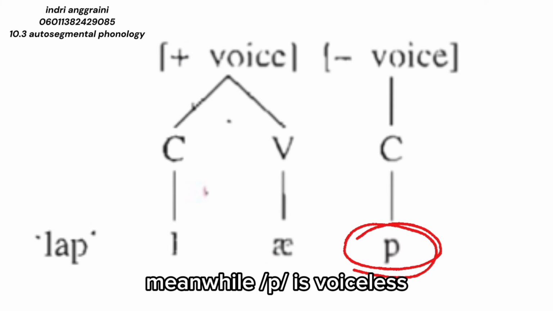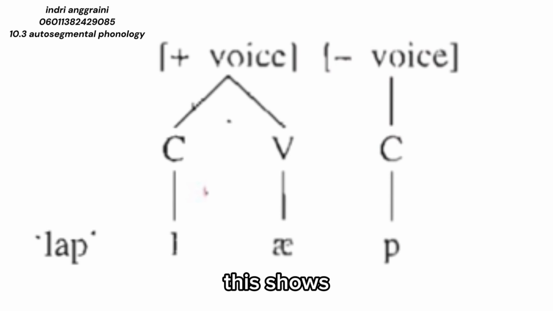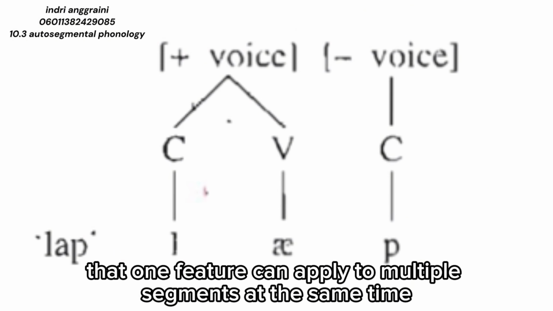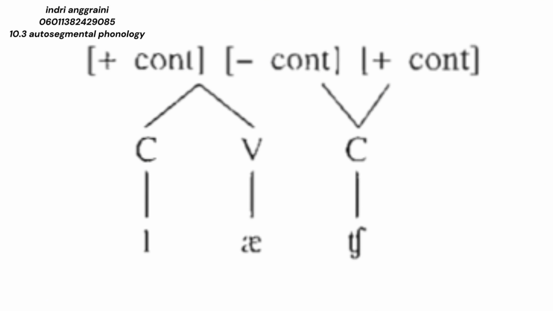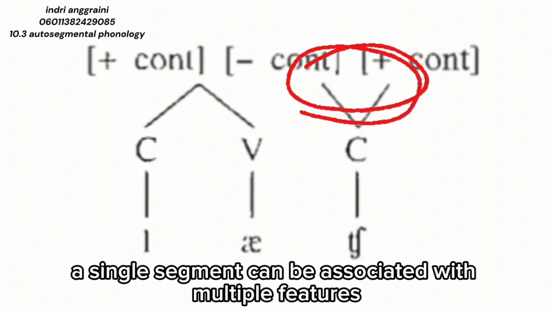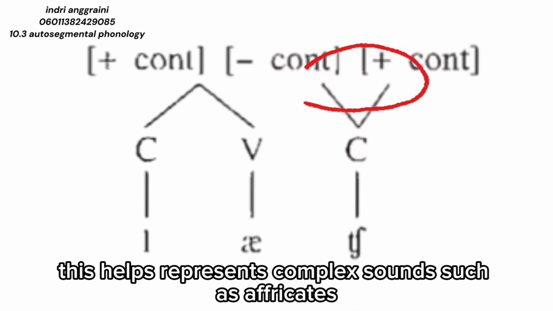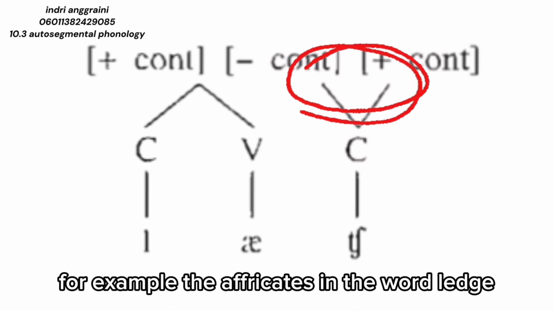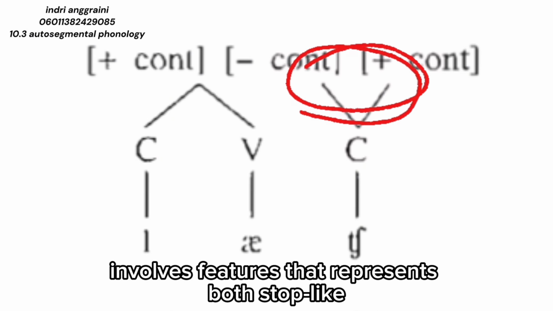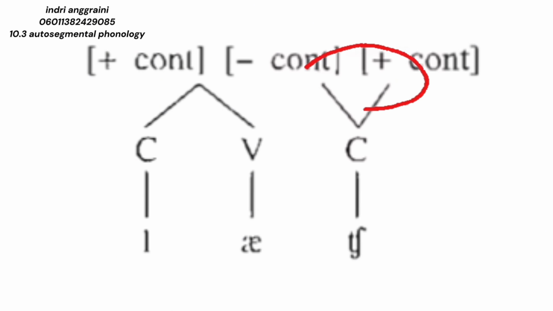Meanwhile, P is voiceless, so it has the feature minus voice. This shows that one feature can apply to multiple segments at the same time. Sometimes, the opposite situation occurs. A single segment can be associated with multiple features. This helps represent complex sounds, such as affricates. For example, the affricate in the word ledge involves features that represent both stop-like and fricative-like properties.